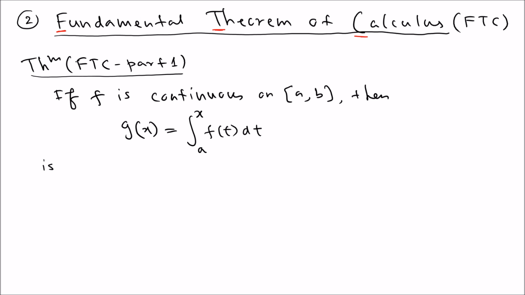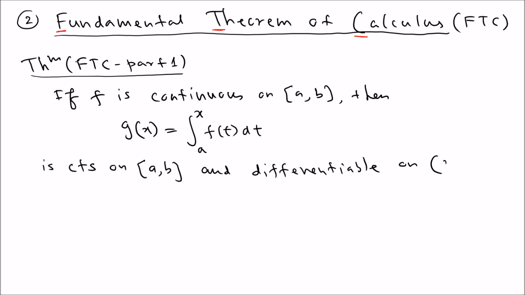So g is continuous on the closed interval [a, b] and differentiable on the open interval (a, b). Okay, so it's very important. On the closed interval, it is continuous. On the open interval, it is differentiable. So the only condition that we need is it has to be continuous.